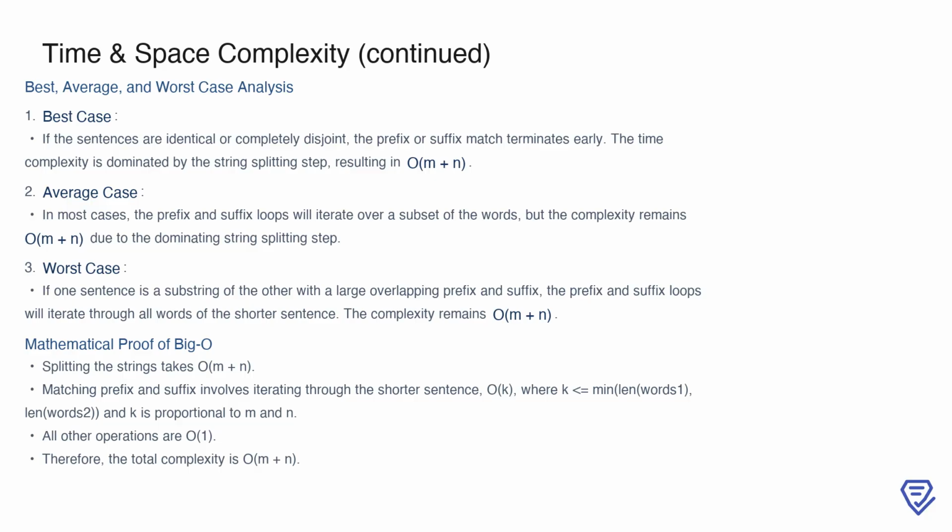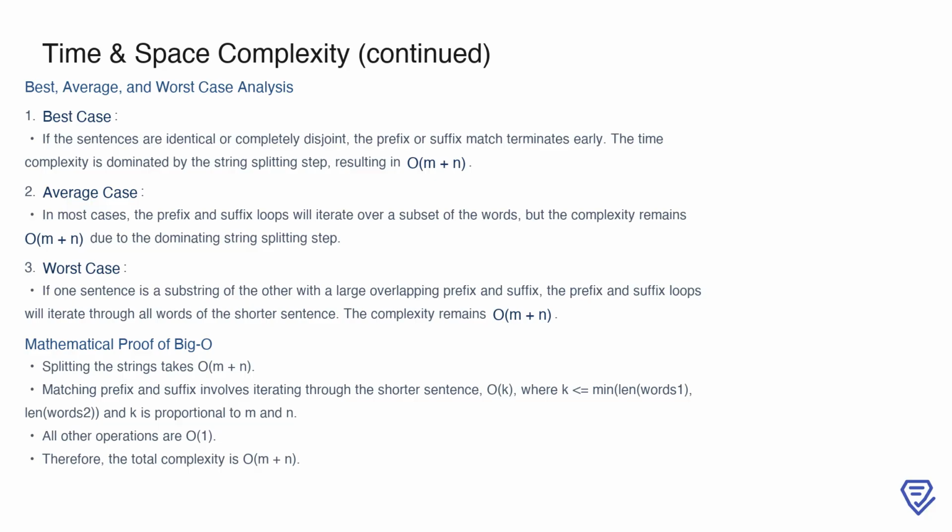Even in the worst case, where one sentence is a substring of the other with a large overlapping prefix and suffix, the loops will process all words in the shorter sentence. However, since the splitting step and the matching loops are proportional to the sentence lengths, the complexity remains O(m plus n). This is mathematically evident when breaking down the operations, as the string splitting is O(m plus n), the prefix and suffix matching is O(k), and all other operations are O(1).